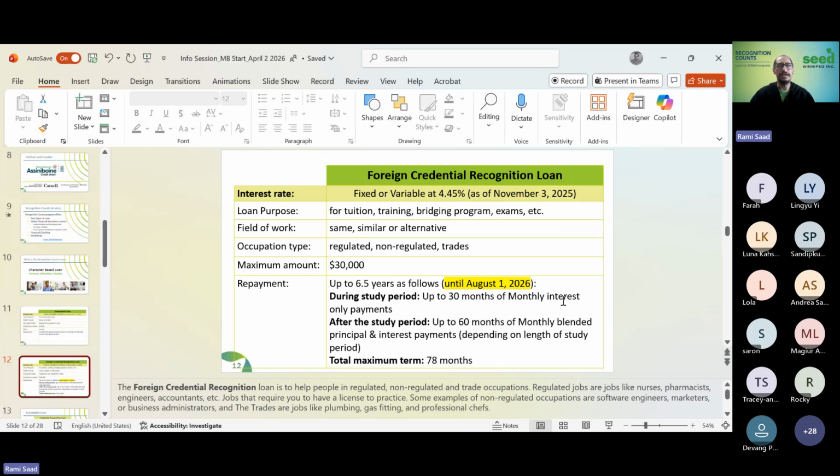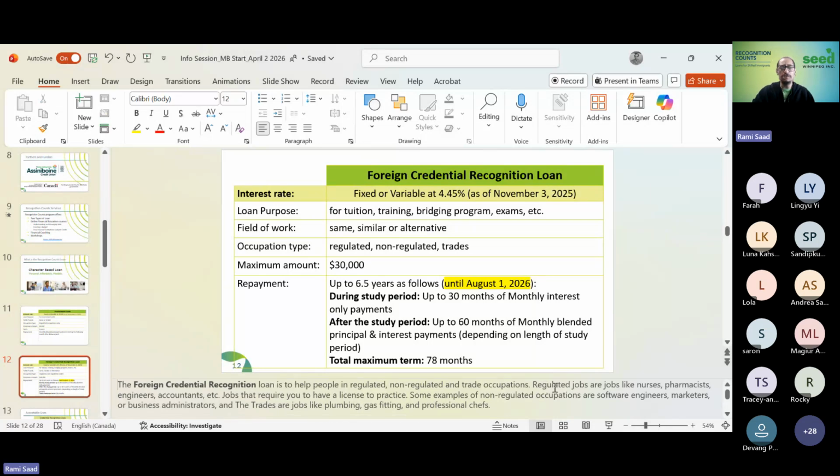The difference with this loan is that it helps not just regulated jobs, unlike the assessment loan, it also helps non-regulated and trade occupations. When we say regulated, we mean jobs such as nurses, pharmacists, and engineers, where you would need a license to actually practice the job. Non-regulated jobs could be software engineers, marketers, or business administrators, for example. And there are the trades, if you would like to do plumbing or gas fitting or even become a professional chef. So the field of work doesn't matter, it's not as strict as the assessment loan.